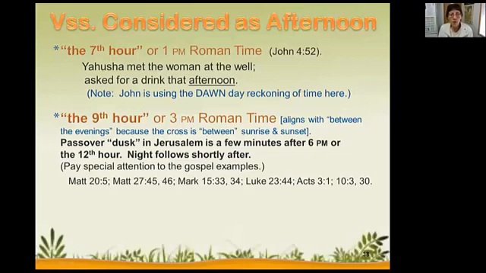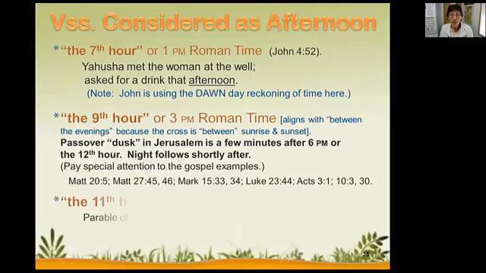And of course the cross is between the sunrise and the sunset. We understand the cross where Yahusha died was approximately 3 p.m. Passover dusk in Jerusalem is a few minutes after 6 o'clock in the afternoon, or around 6:20, somewhere in there, or the 12th hour, and then night follows shortly after.